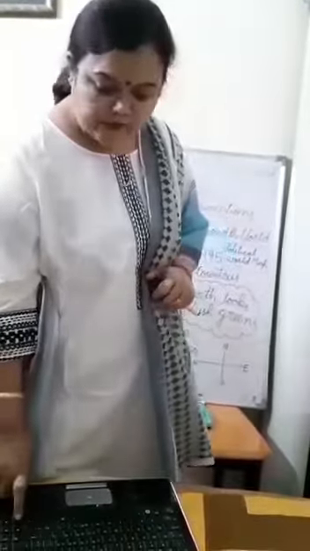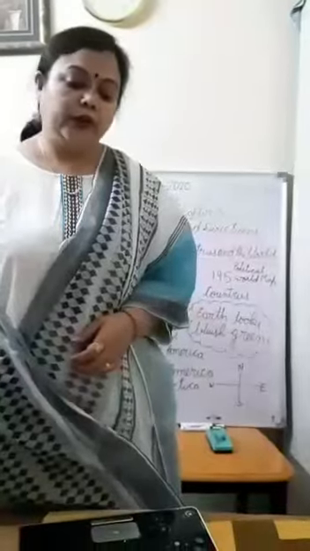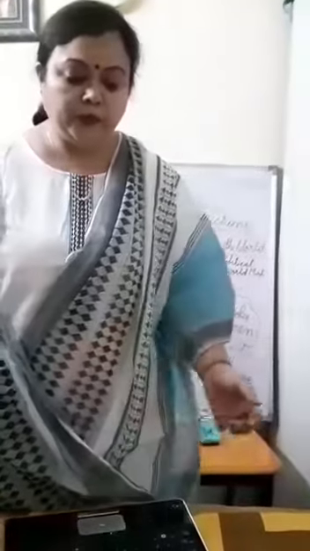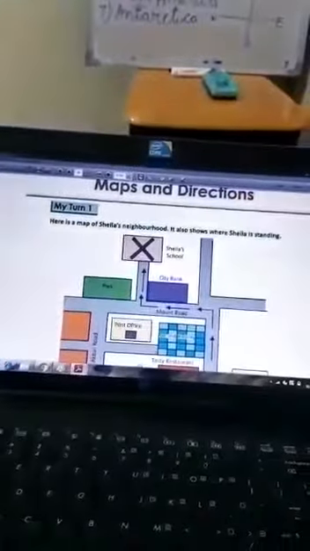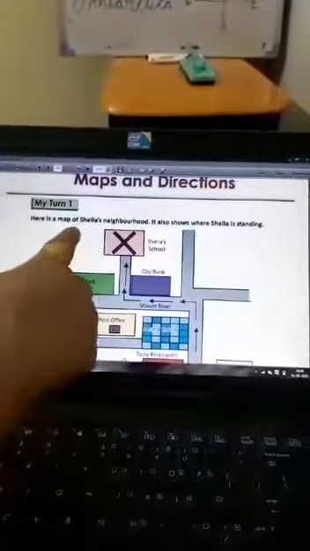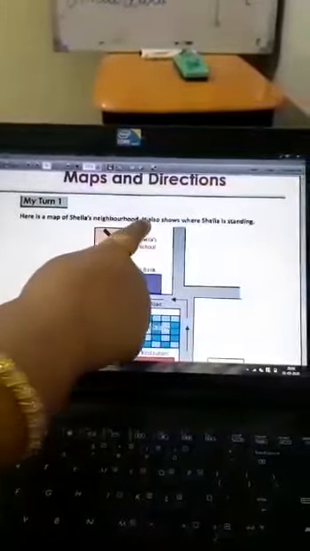Okay, so after this, now we will come to the practice book, and there my turn 1. Here is a map of Shaila's neighborhood. It also shows where Shaila is standing.